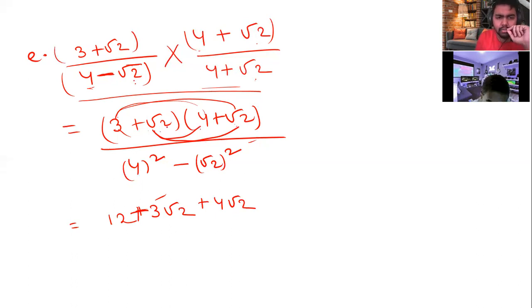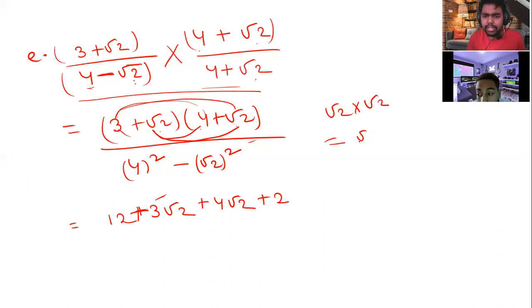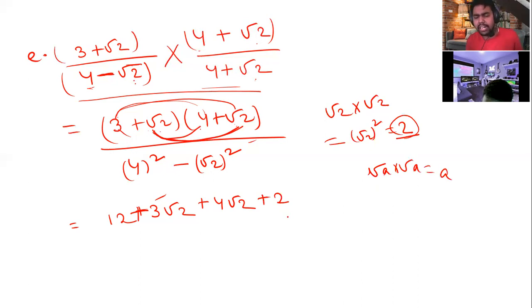Similarly, here root 2 and root 2 are multiplied together, which will make root 2 square, and finally we are going to get 2 here. How? Because root 2 and root 2 is nothing but root 2 square, and root 2 square will give me 2. When two same things in root are multiplied, like root a and root a, it will give me a. Are you understanding? Is it clear, this step?